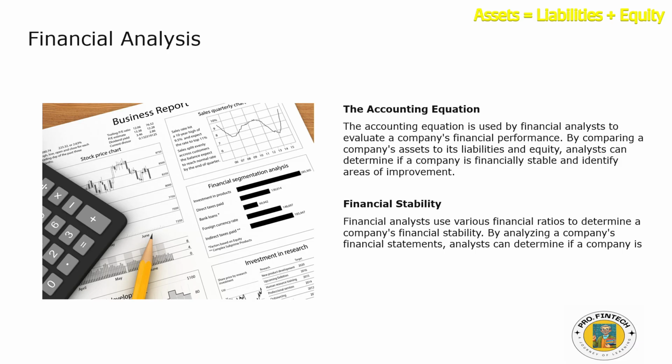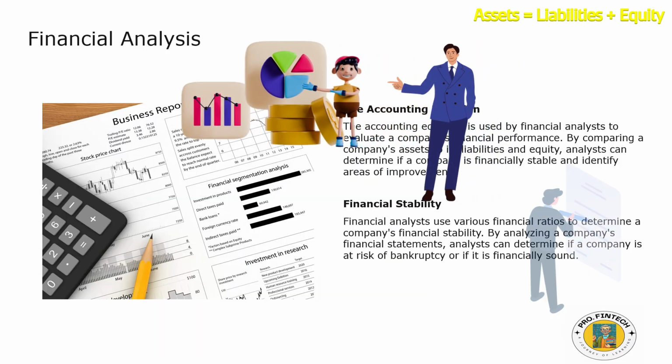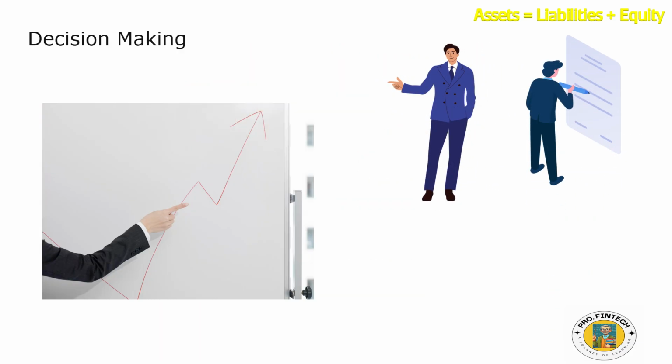To assess financial stability, analysts rely on various financial ratios derived from the accounting equation and financial statements. These ratios help measure liquidity, solvency, and long-term sustainability. Through this analysis, analysts can determine whether a company is financially sound or facing a risk of bankruptcy. In simple terms, the accounting equation provides a clear picture of a company's financial strength, helping analysts, investors, and managers make informed and confident decisions.